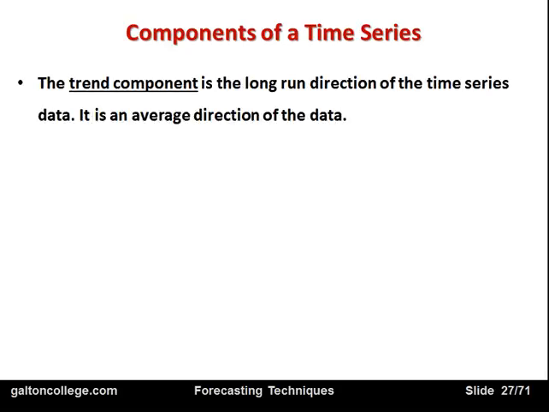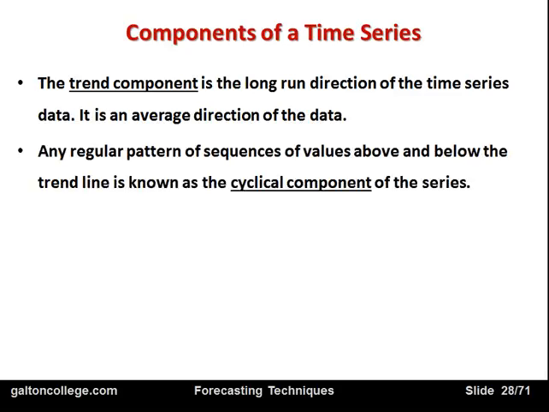Now the components of a time series. The trend component is the long run direction of the time series data. It's, if you like, an average direction of the data. So if production was plotted for a company over a period of time, is the production increasing? Then the trend would be upwards. Is the production decreasing? Trend downwards. So the trend component is the long run direction of the data. Any regular patterns of sequences of values above or below the trend is known as a cyclical component. So once we've got the trend, then anything above it or below it constitutes the cyclical component.